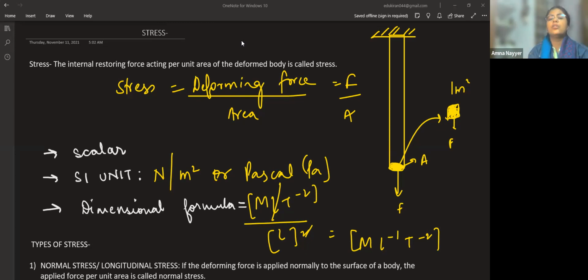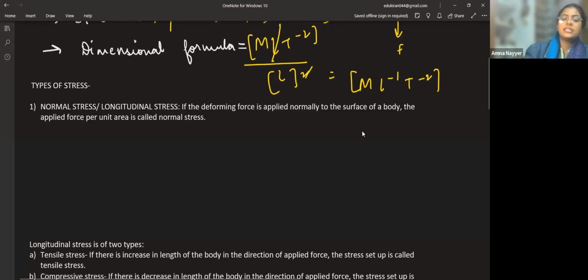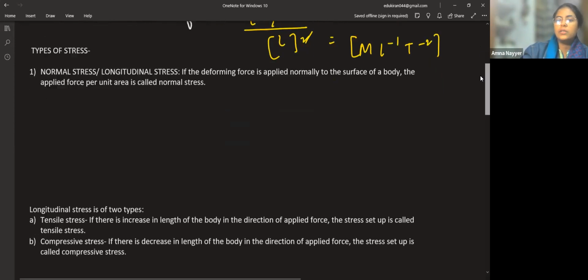Okay. So we had seen that stress is basically the deforming force per unit area. Now, as I told you, there are different types of deformations produced. So if there are different types of deformations produced, then there will be different types of stress produced. So we didn't see the types of stresses. Let's see the types of stress. First type of stress is known as the normal stress or the longitudinal stress.